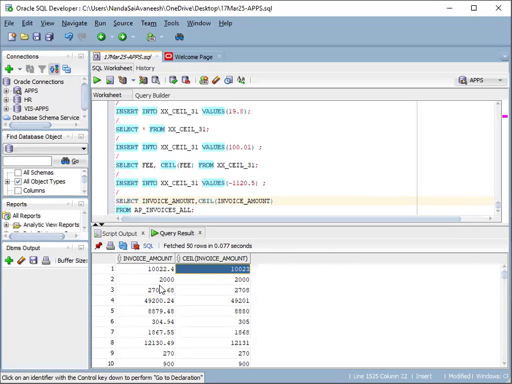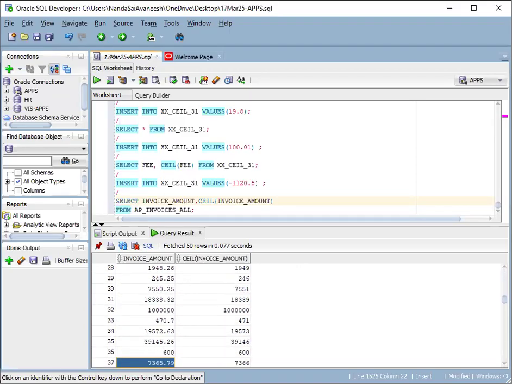10,022.4 is coming as 10,023. Same way here, 2,000, there is no decimal, so its ceil value is also 2,000. And the invoice amount is 2,707.68. For that, the next highest value is 2,708. Okay, so like this, you can get all the values for the table.